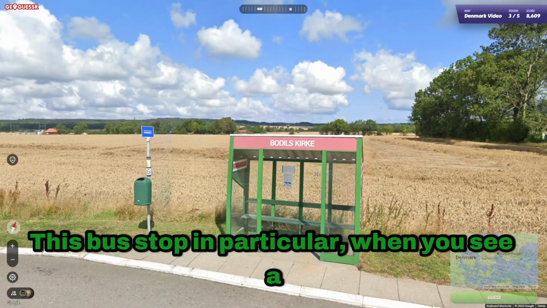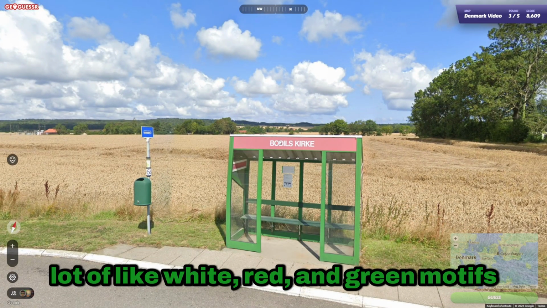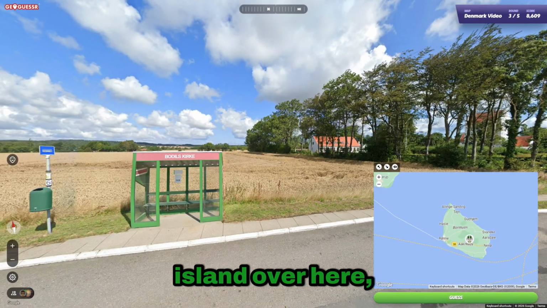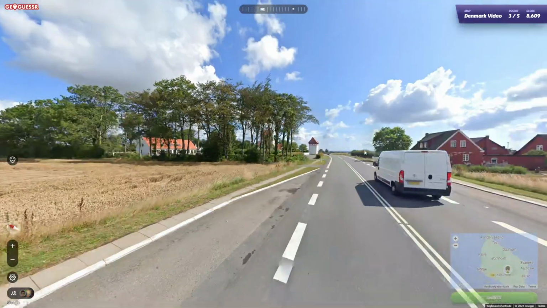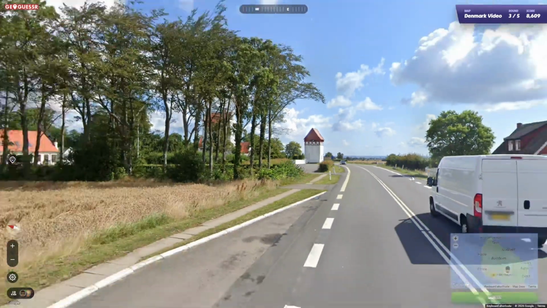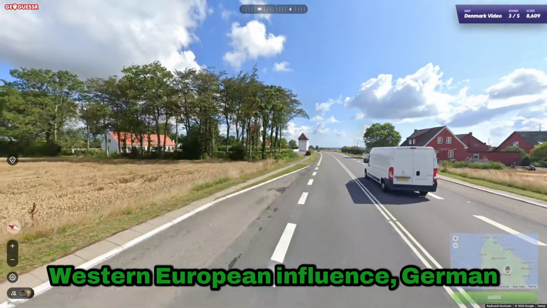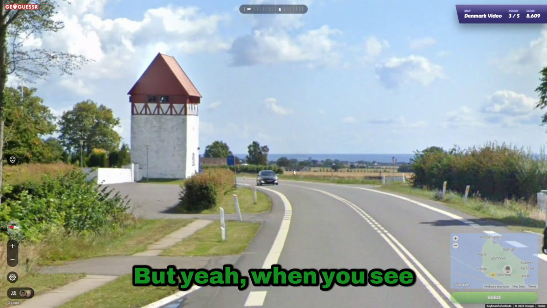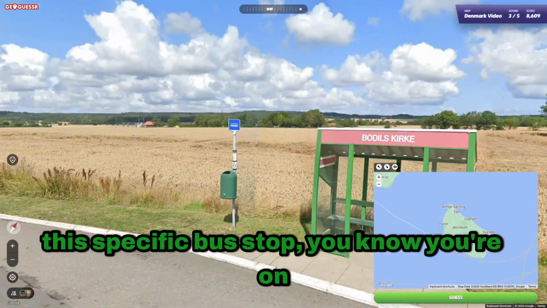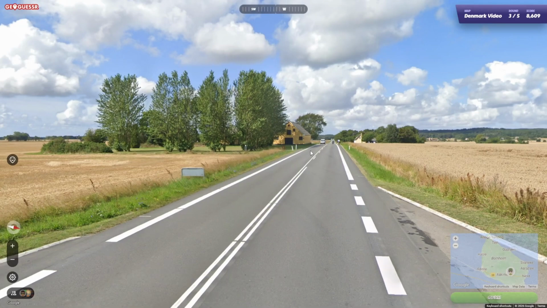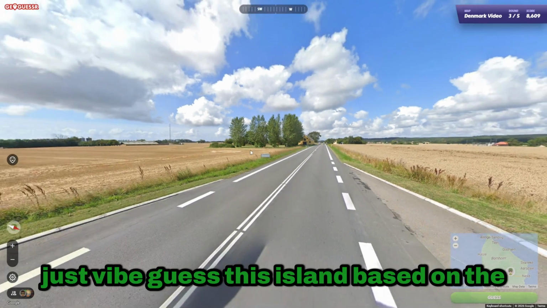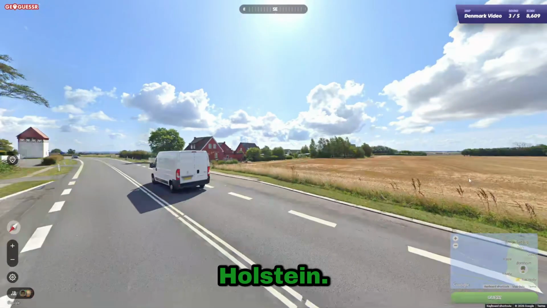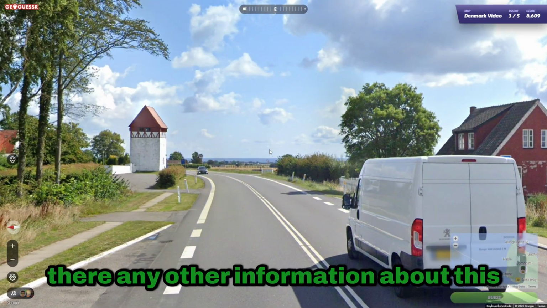This bus stop in particular, when you see a lot of white, red, and green motifs all over it, that is almost completely exclusive to this island over here, which is Danish and does have a lot of Western European influence, German influence, and maybe you even see more yellow plates here. But yeah, when you see this specific bus stop, you know you're on this island guaranteed. And then you could even just vibe guess this island based on the German vibe, though it could also be down here near Holstein. So, is there any other information about this island?